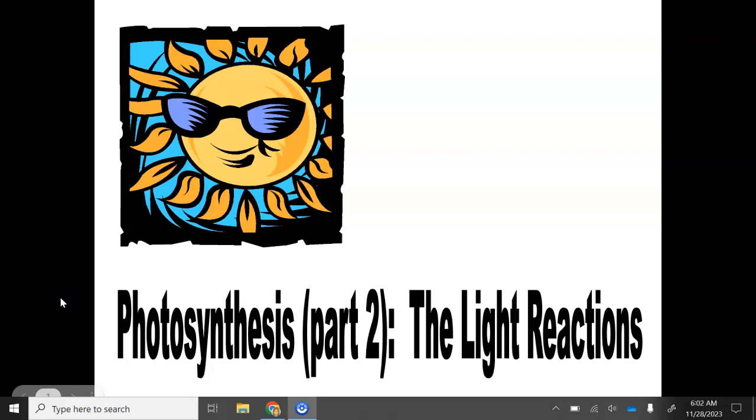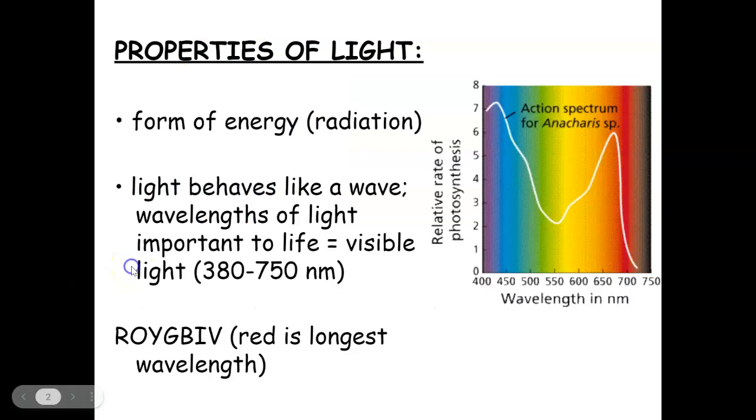These are the second set of photosynthesis notes on the light reactions. Light is a form of energy. It is a form of radiation. The sun emits all kinds of radiation, but there is a narrow band of energy on the electromagnetic spectrum that is called visible light. All life depends on this very narrow band of radiation called visible light.